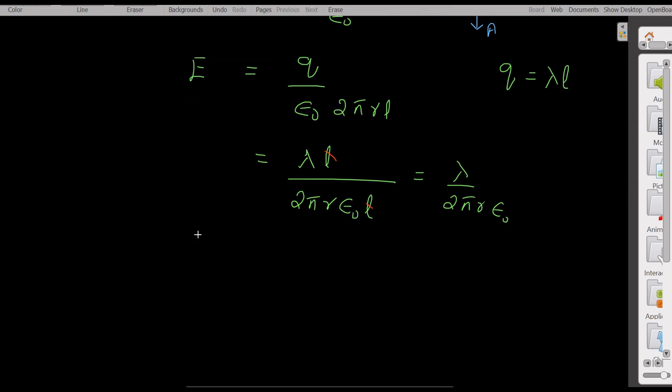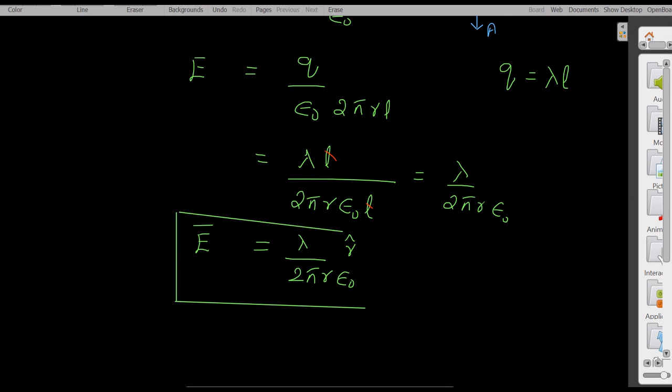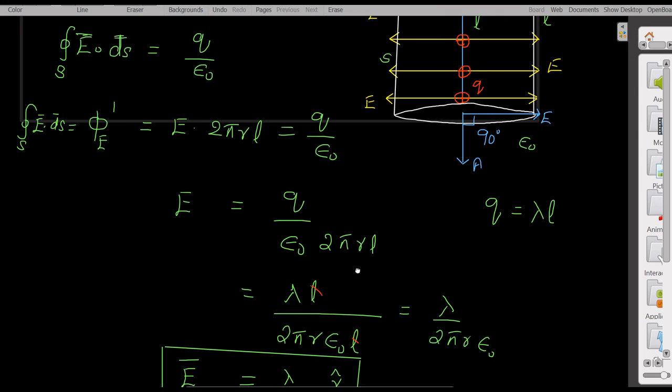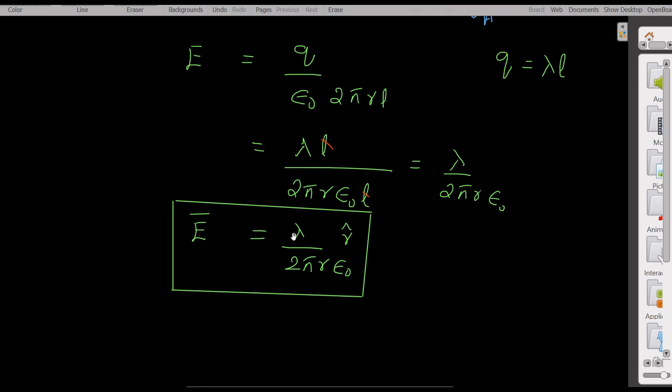But if we write in terms of vector, E equal to lambda by 2 pi r epsilon naught into unit vector r. This is the total electric field due to a line of charge density lambda at distance r from it. So E depends on lambda, r and absolute permittivity epsilon naught, since the system is kept in vacuum medium.